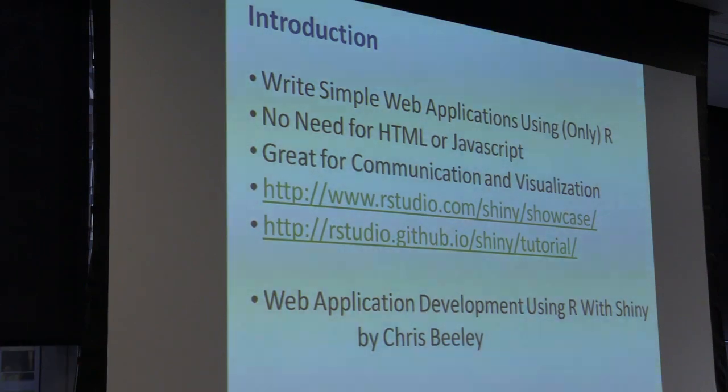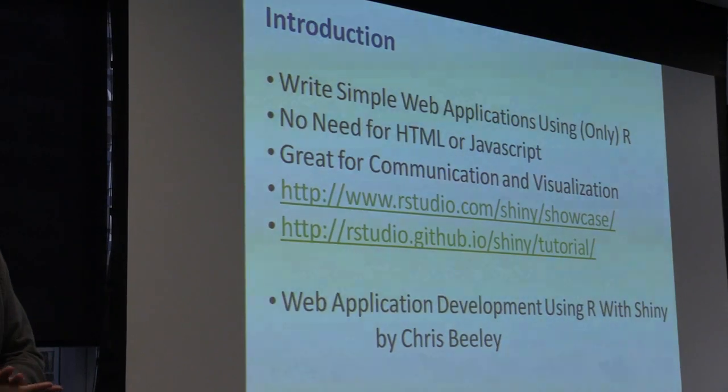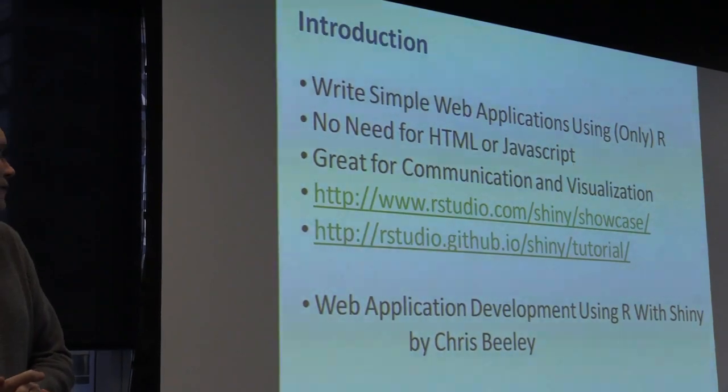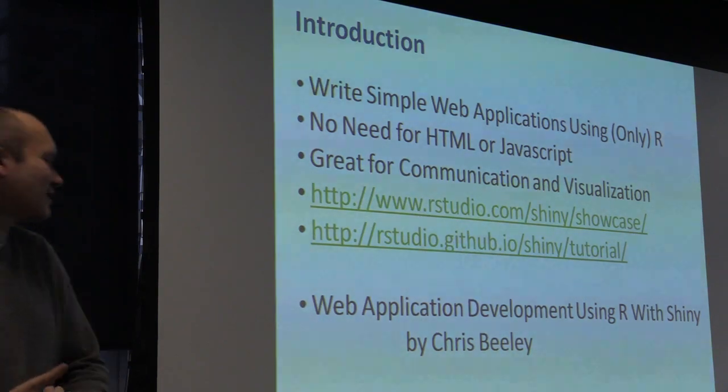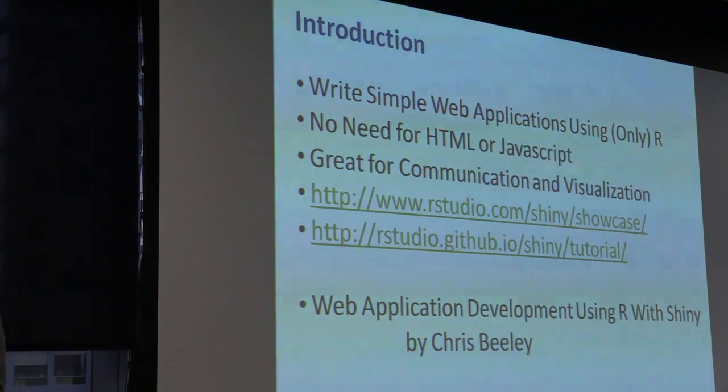So there is a lot of information online. The first web address there is a showcase of different Shiny applications, and I'll be showing a couple of them today. The next one is a tutorial. It's a very good tutorial that you can go through on the web and very useful. And again, I'll be showing a couple of examples from that today. There is a book now available called Web Application Development Using R with Shiny. It's quite a short book, according to Amazon, only about 100 pages. So that may interest you as well, although I've never read it. But the online materials are very good.